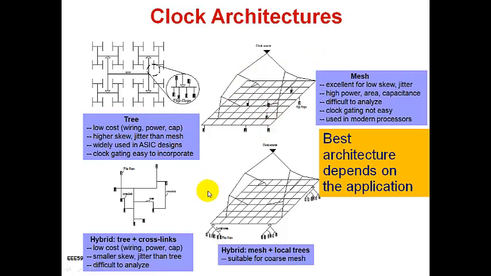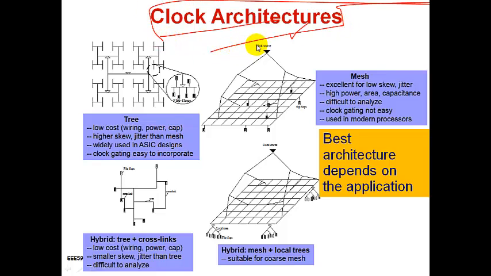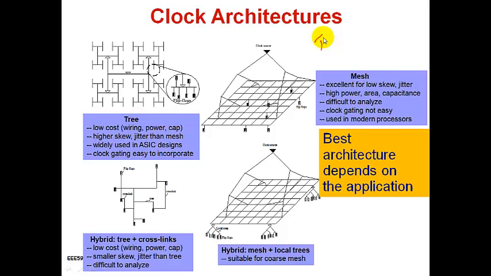Then I have another one called hybrid. In this hybrid, I can have a mesh and a local tree-like structure, which we have seen already. This is a tree structure along with cross links also, so that I would have balancing of clock path. All these are the efforts people have taken while designing synchronous digital designs, which take care of the timing operation of a circuit.